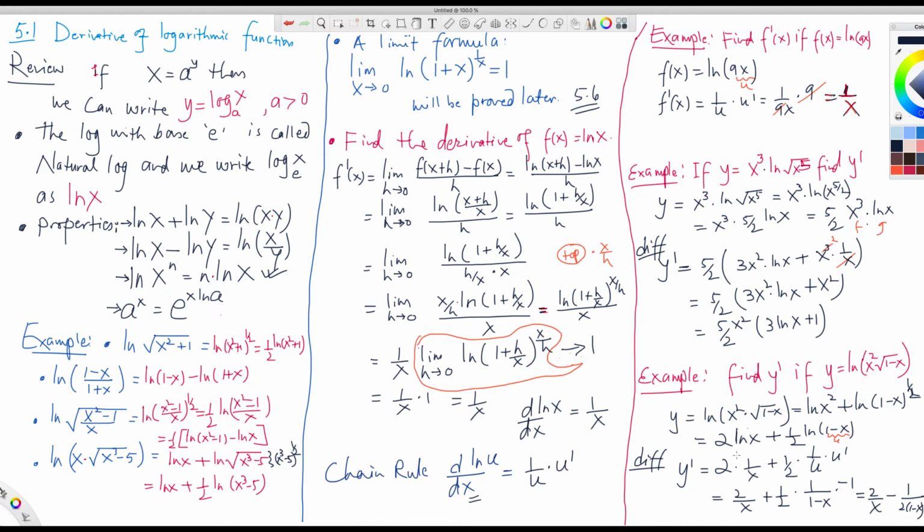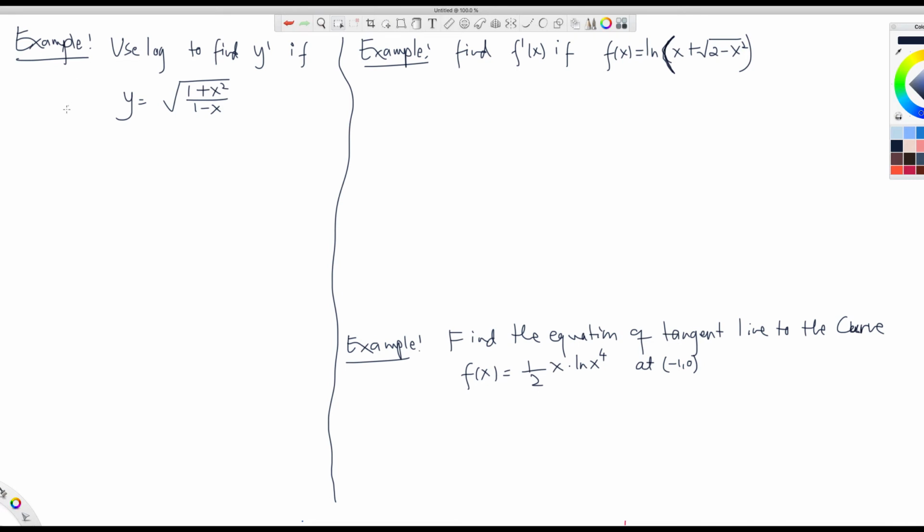Okay, so we'll see a couple more examples on the next page. Let us look at this example, because logarithm makes the problem very easy when finding the derivative. Sometimes if you have to use the quotient rule or the product rule for a complicated type of problem, you can take the log on both sides. For example, look at this. If you have to use the quotient rule, it has a root and then a quotient inside, right? So it will be complicated. But if you take a log on both sides, it will be an easy problem.